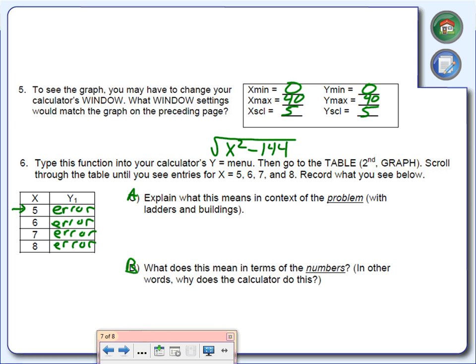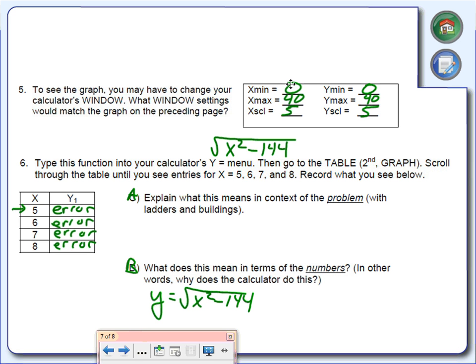Well, look at it this way, guys. Remember the equation we were working with was this right here? That's what we're working with. So think about it. If I replace that x with a 5, 6, 7, or 8, what's going to end up happening? You're going to have a lesser number and you can't square it.